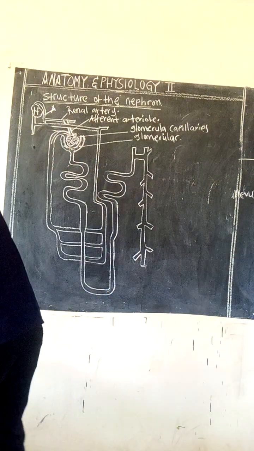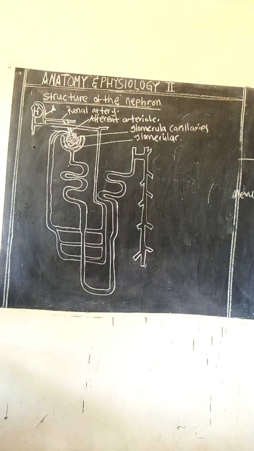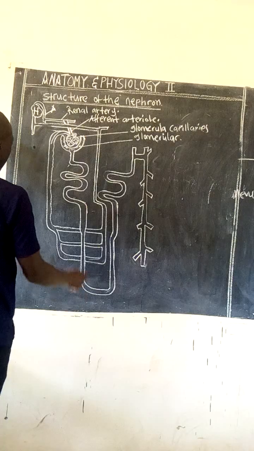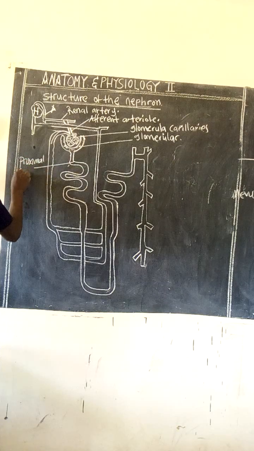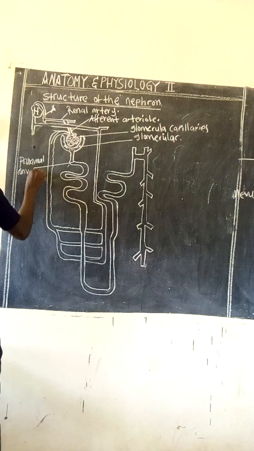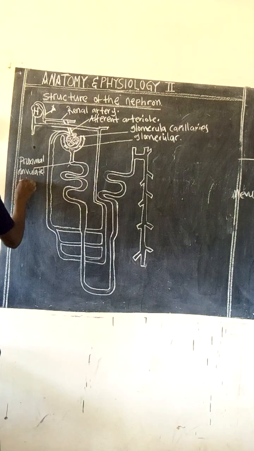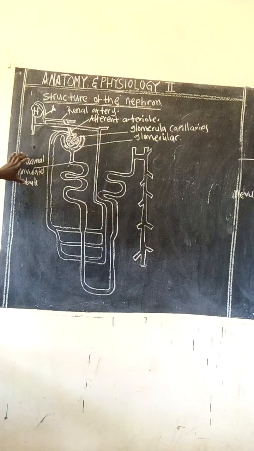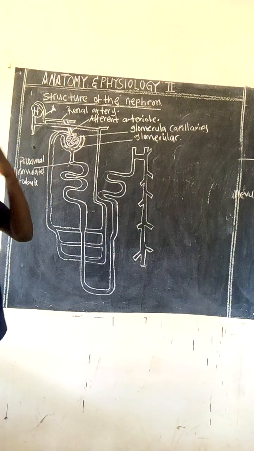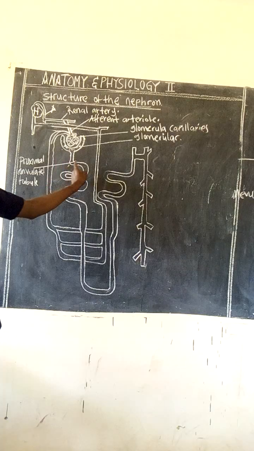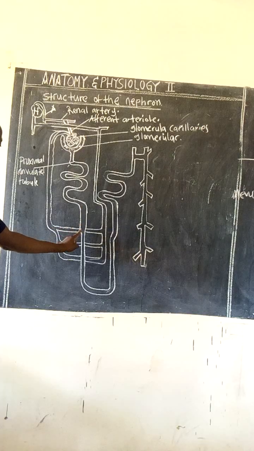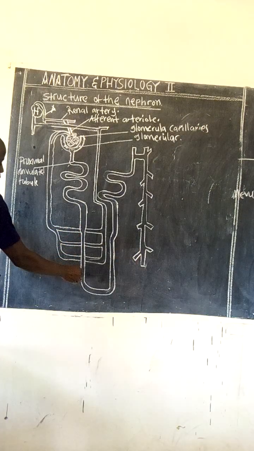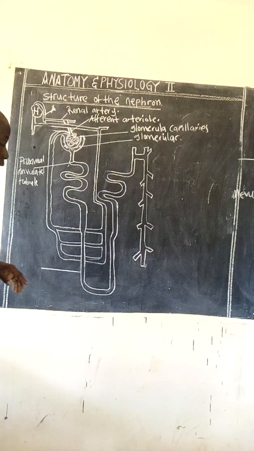And from the Bowman's capsule, we now form what we call the proximal convoluted tubule. So the proximal convoluted tubule connects from the Bowman's capsule like this, and it continues into what we call the loops of Henle.